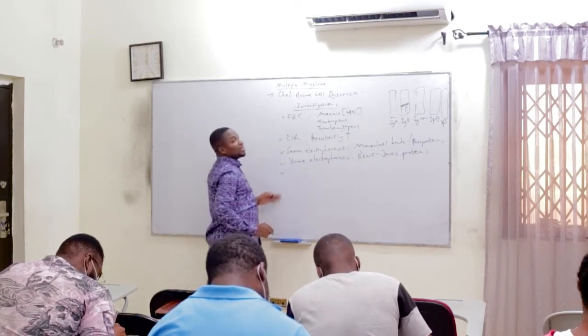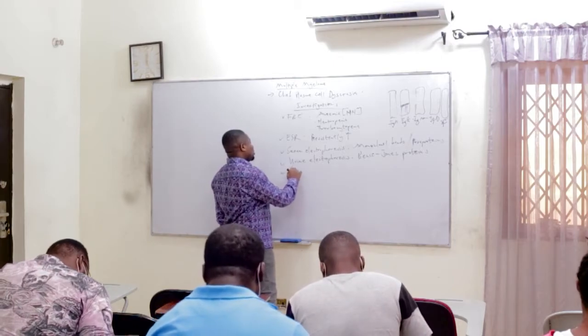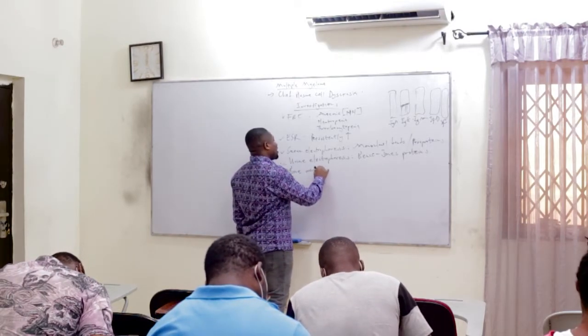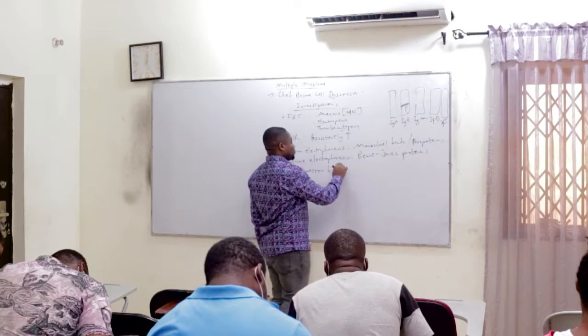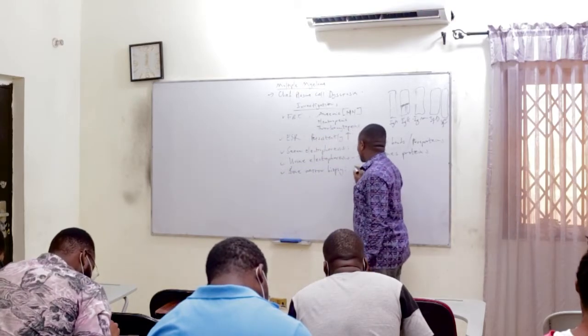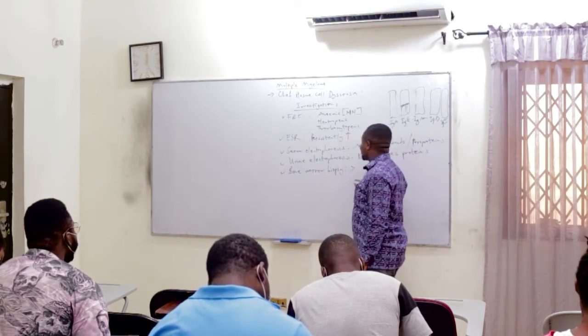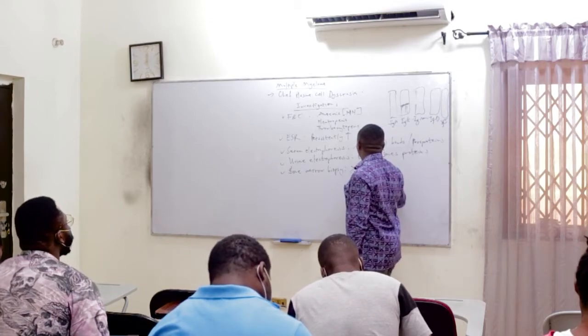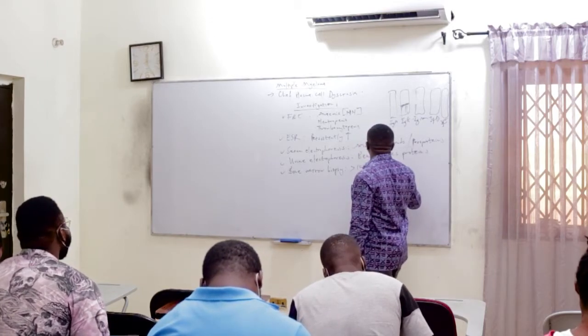That's good. Now the next one, we can do what? Bone marrow biopsy. And what will be your finding? Aziz, what will be your finding? Quickly. There will be what? More than 10% of what? Plasma cells.